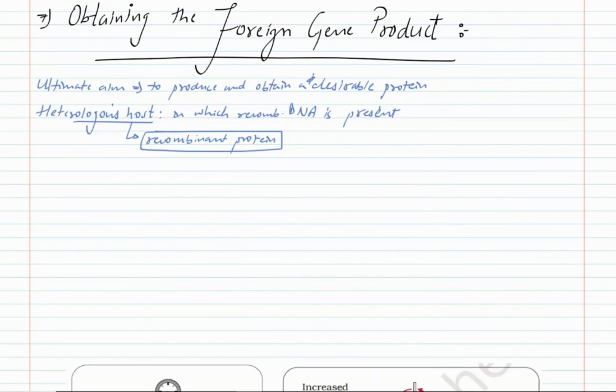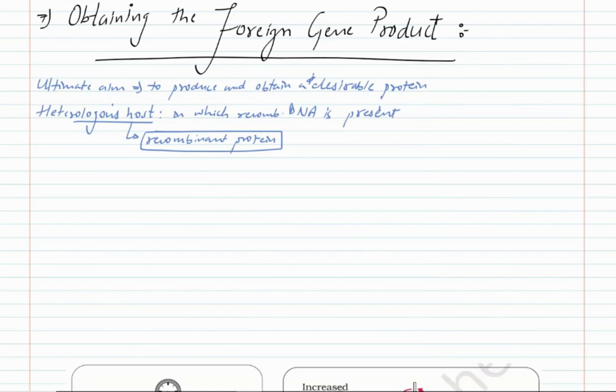So the cells which are harboring our genes of interest, which are harboring our recombinant DNA, can be grown on a large scale or on a small scale. If we are performing experiments, we will only need small scale production of recombinant protein. But if we have to market this protein, such as insulin or any vaccine, we will need to produce it on a very large scale.